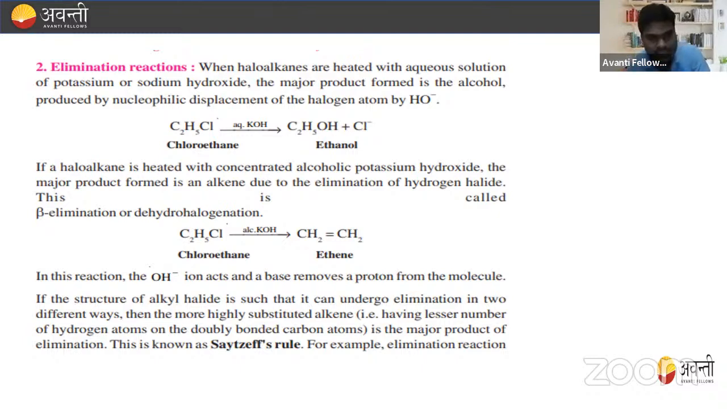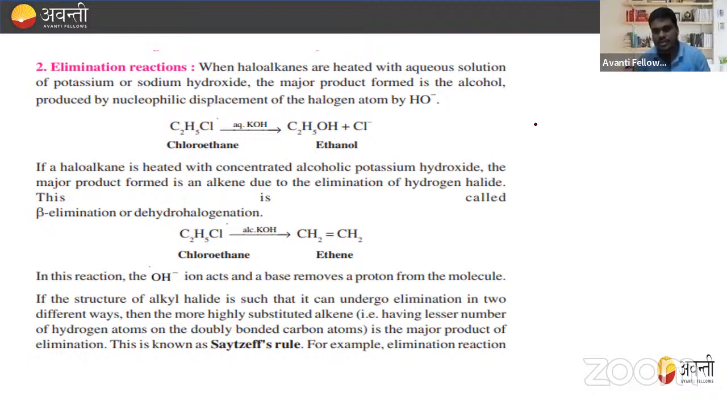Now, if the haloalkane is heated with concentrated alcoholic potassium hydroxide, important note here, concentrated alcoholic, the major product formed is an alkene due to the elimination of hydrogen halide. This is also known as beta elimination, or dehydrohalogenation reaction. So let's understand this reaction.